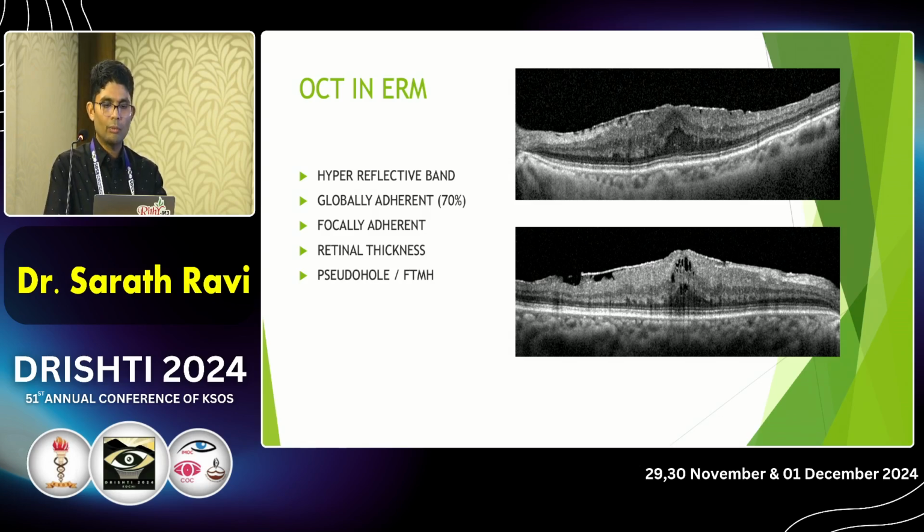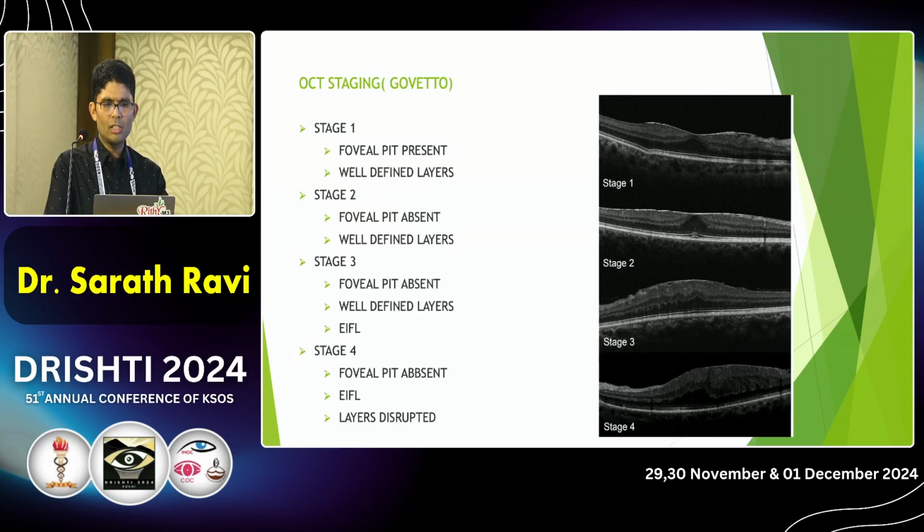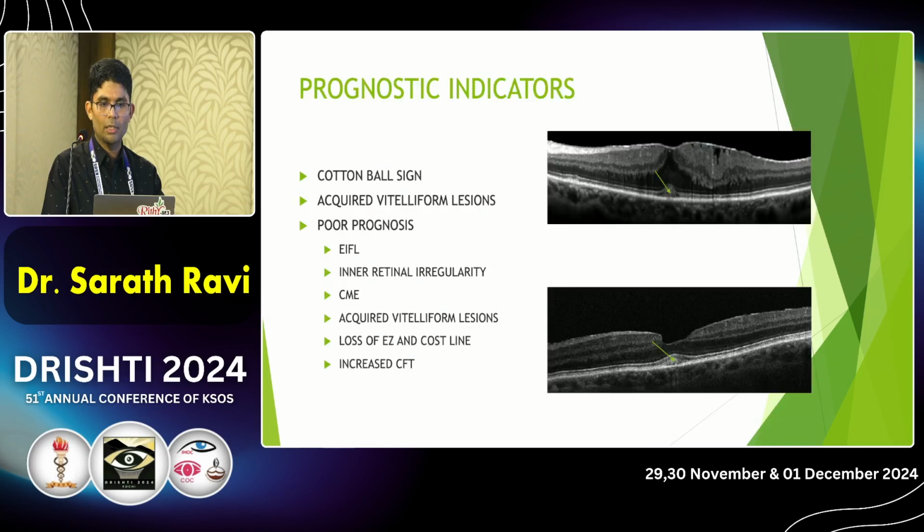Also, you can visualize the amount of retinal thickness and differentiate between a true hole and a pseudo hole. And this is the staging of the epiretinal membrane on OCT. Stage 1, where you have the foveal pit being present. Stage 2, where the foveal pit is absent and the layers are distinct. In stage 3, you have an additional ectopic inner foveal layer. And in stage 4, you have the layers getting disrupted.